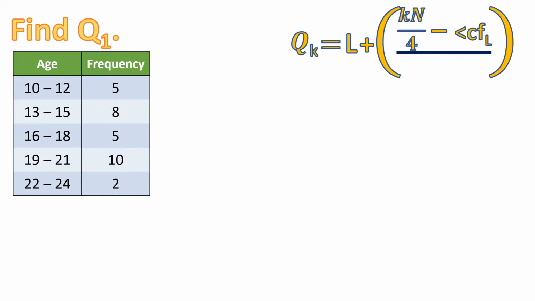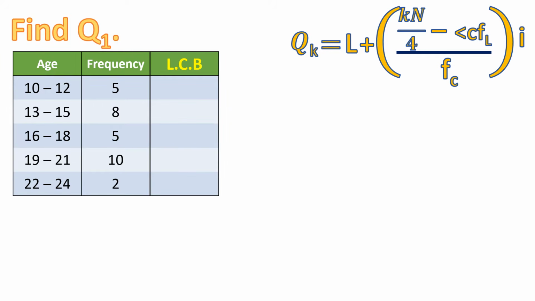Minus the less than CF lower, or the lower less than cumulative frequency, divided by the frequency of the quartile class, and all of this multiplied by the class interval or class width. And so based on the formula we need the lower class boundary. How to find the lower class boundary is to subtract 0.5 from the lower limits.